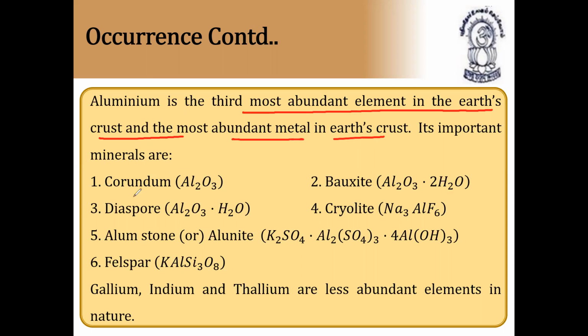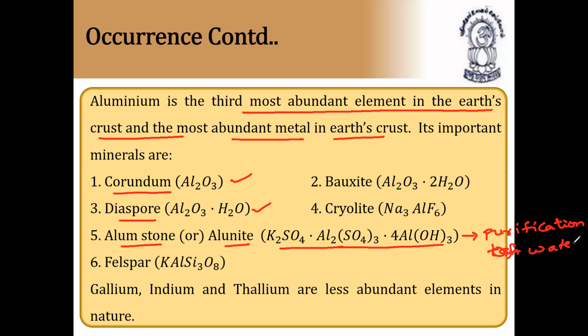Its important minerals are corundum, Al2O3, diaspore, Al2O3.H2O, and alum stone or alunite. This is also used for purification of water. It contains potassium sulfate and aluminium sulfate along with aluminium hydroxide. This is called alum. Alum is used for purification of water. If you keep this alum stone in the overhead tank of your house, it will purify the water.